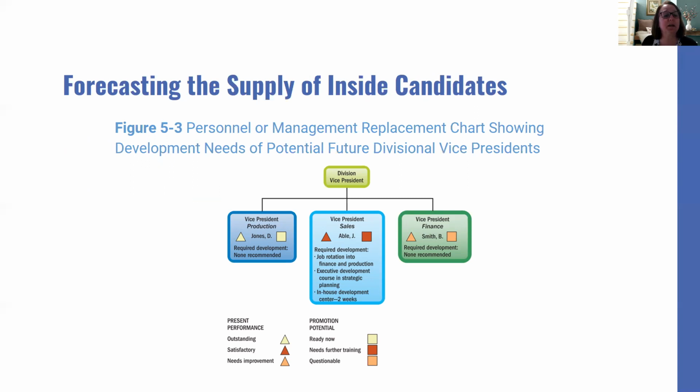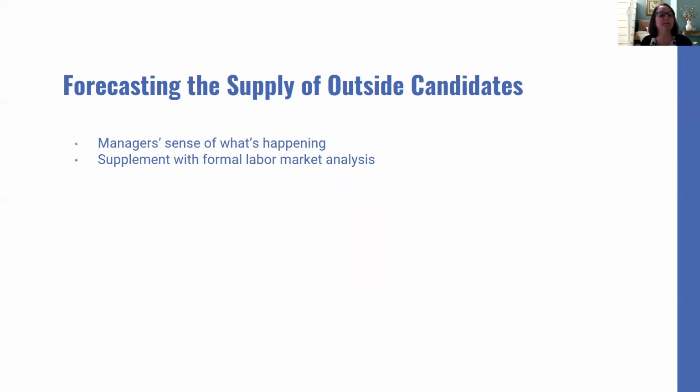So this is just an idea of how they would make some of those predictions and where they would be going to get some of how they would fill some of their vacancies. So forecasting the supply of outside candidates, managers can get a sense of what's happening. They can supplement with formal labor market analysis.